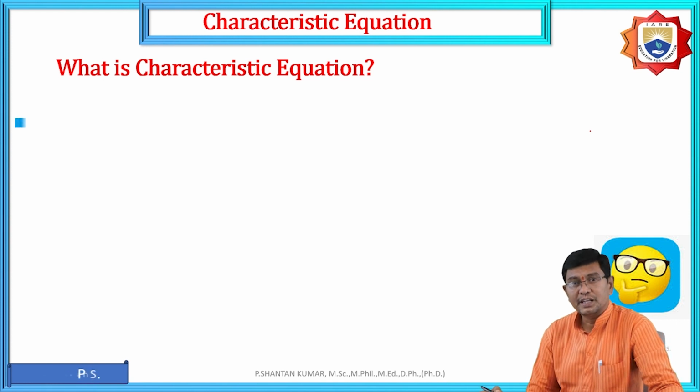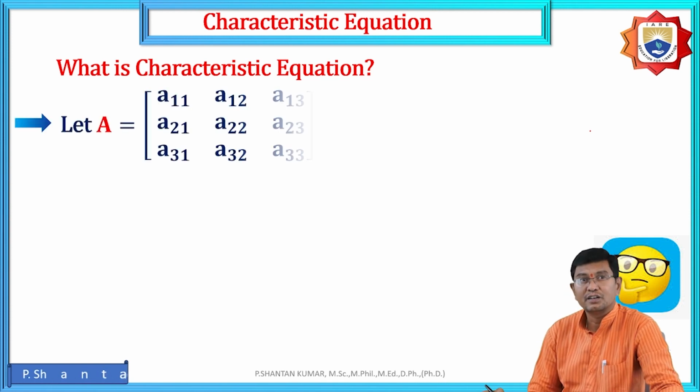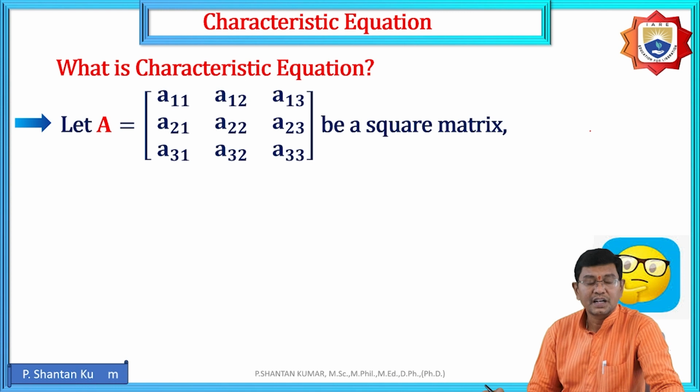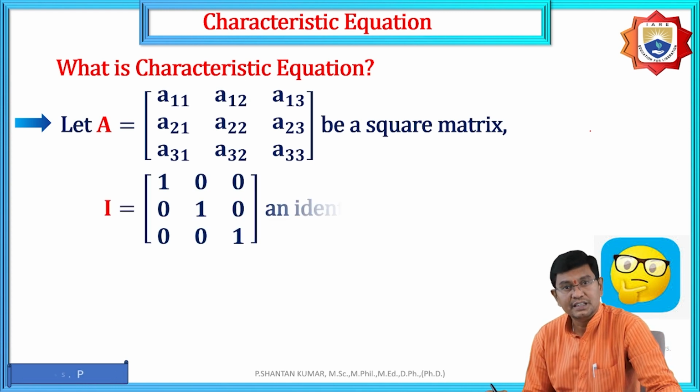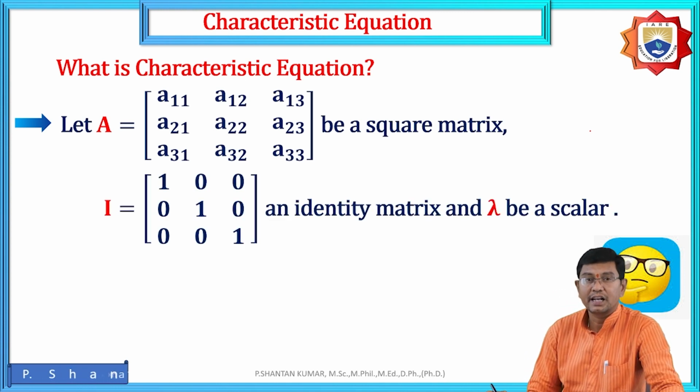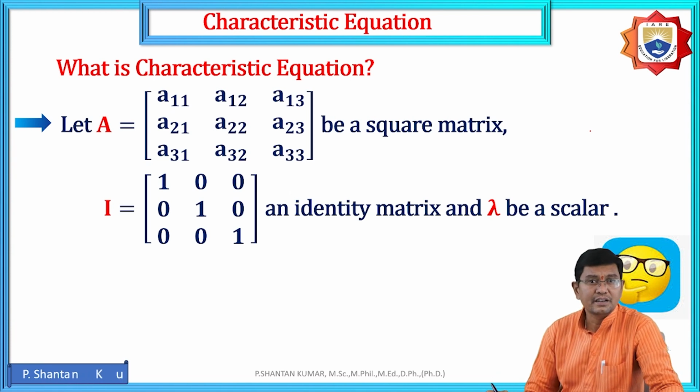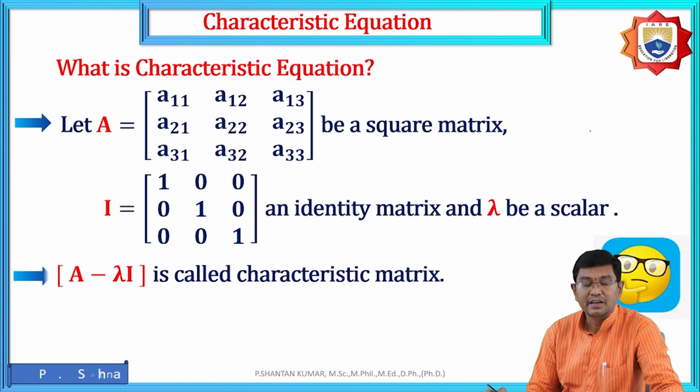For example, consider A to be a 3 by 3 matrix, I the unit matrix, and lambda any scalar. With the help of these three, the matrix A minus lambda I is called the characteristic matrix.